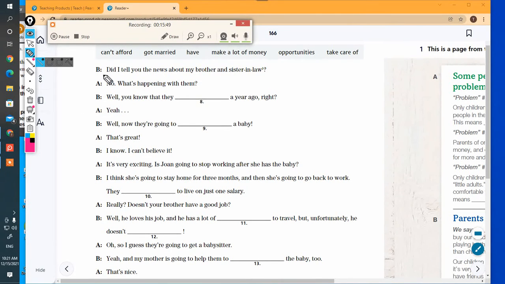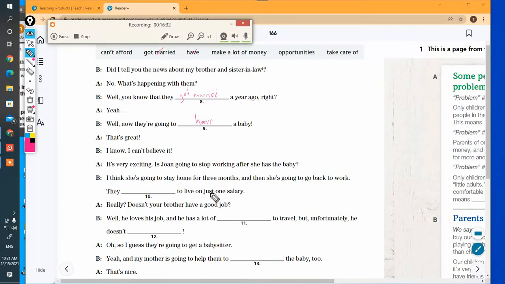Okay, I'm back and let's check this together. Did I tell you the news about my brother and sister? No, what's happening with them? Well, you know that they got married a year ago, right? Yeah, well now they're going to have a baby. That's great. I know, I can't believe it. It's very exciting. Is Joan going to stop working after she has the baby? I think she's going to stay home for 3 months and then she's going to go back to work.